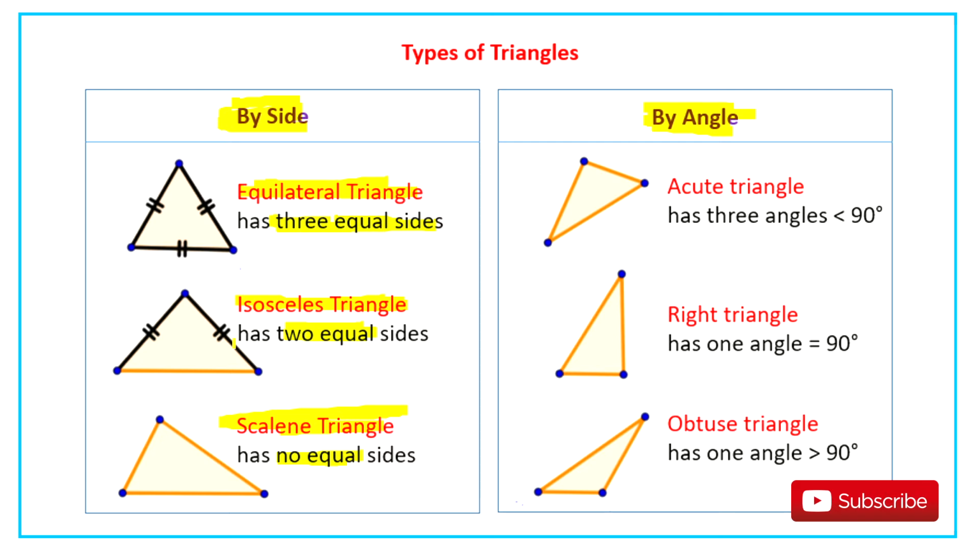If I distinguish on the basis of angles, an acute angled triangle has all three angles less than 90 degrees. That means all the angles in the triangle are less than 90 degrees. Coming to the second one, the right triangle: any one angle is equal to 90 degrees. An obtuse angled triangle means any one angle is greater than 90 degrees. It can be 120, 91, 92, 100, 110, any.